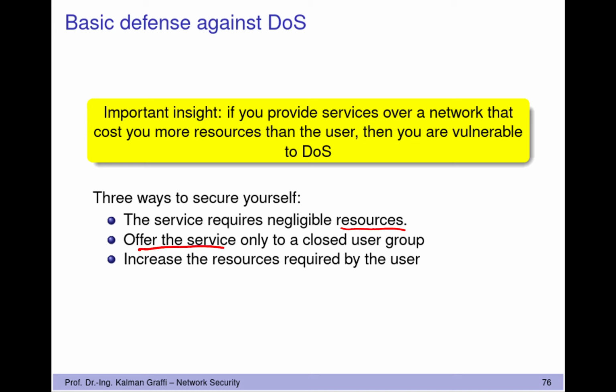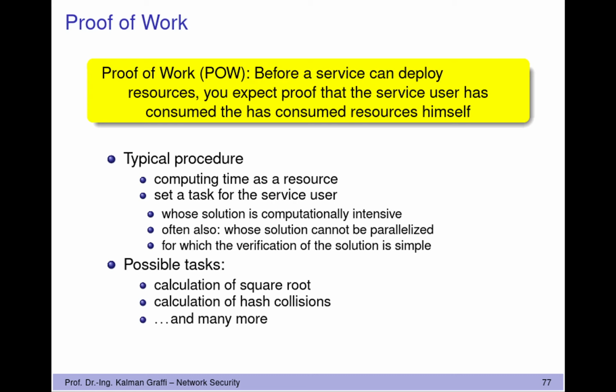Obviously, if you offer the service only to a closed user group, then you can handpick them. You can make sure that they comply to the policies, the regulations. Either reduce your resources or increase the resources of the potential attacker. And sometimes this is not easily possible. So, for example, with the DNS query, the query is smaller and the response is larger. So you need to introduce some kind of artificial costs, and there are some proposals how this can be done. And this is so-called proof of work.